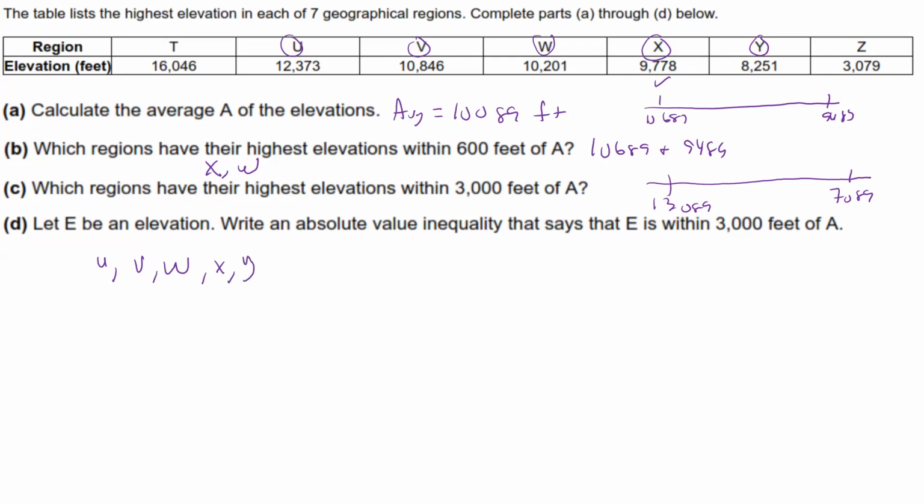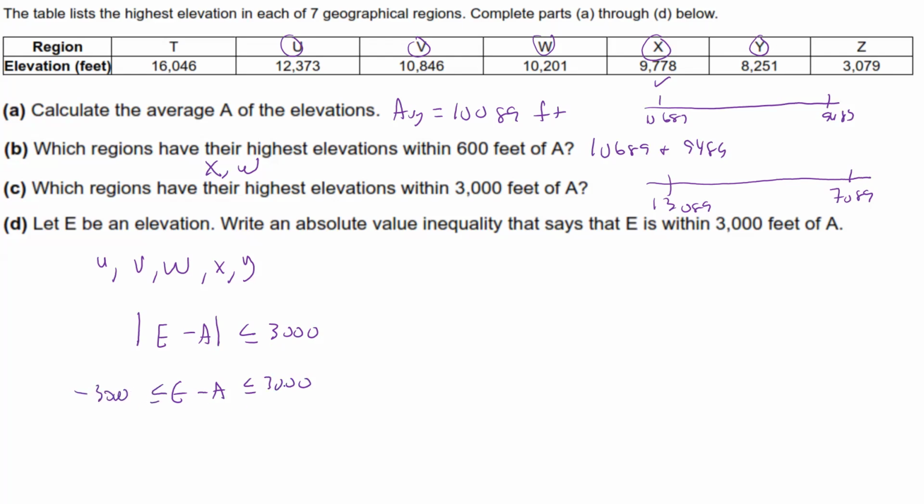Okay. And so then let E be an elevation, write an absolute value inequality that says E is within 3,000 feet of A. All right. So what did we do here? Well, basically, we took what our average was and we added the 3,000 or subtracted the 3,000. So we're going to say the absolute value of E, which is our elevation, minus our A, has to be less than or equal to 3,000. Because now we're going to take that and drop it. It's going to become tripartite.